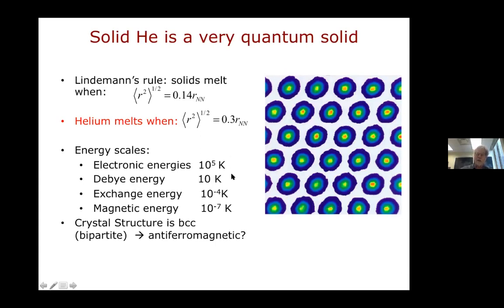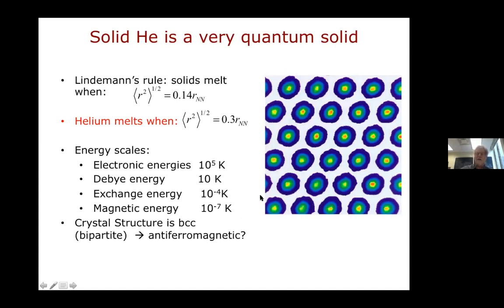At low temperatures, you have a huge separation of energy scales in the problem. The electronic energies, as I said, are more like 1,000,000 Kelvin. The Debye energy is something like 10 Kelvin. And the direct magnetic energy, that is, if the nucleus has a spin, the spin-spin interaction energy is like 10 to the minus 7 Kelvin. And what we'll find is the exchange energy, which is caused by atoms exchanging places, is more like 10 to the minus 4 Kelvin.